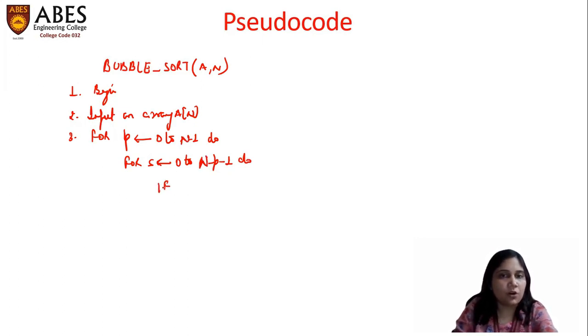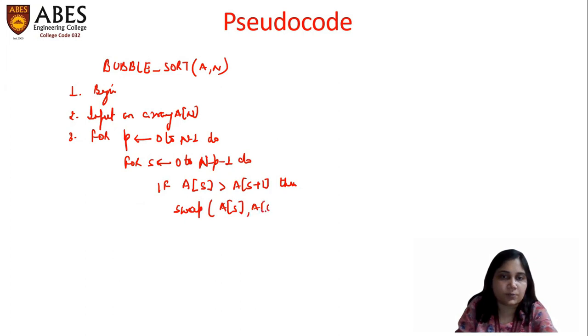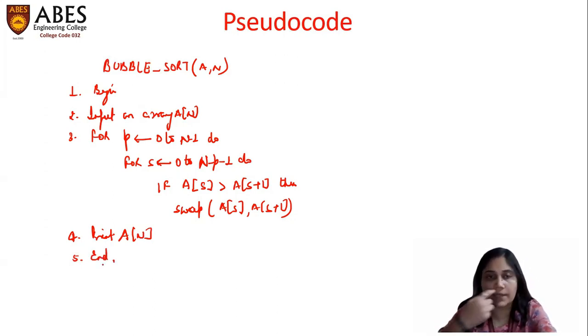In this, I'm going to perform an if condition, right? So if a of s is greater than a of s plus 1, then directly I will be performing swapping between a of s and a of s plus 1. And at the end of this, I'm going to print the sorted array, which is a of n, and then stop. So this is the pseudo code which you can use for this one, right?